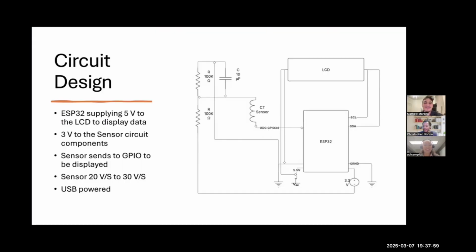So here we have a model of our circuit design. We have the ESP32 supplying the 5 volts to the display. We also send 3 volts to the sensor circuit. And then the sensor sends the signal to the GPIO to the display. And our sensor now can handle 230 volts.